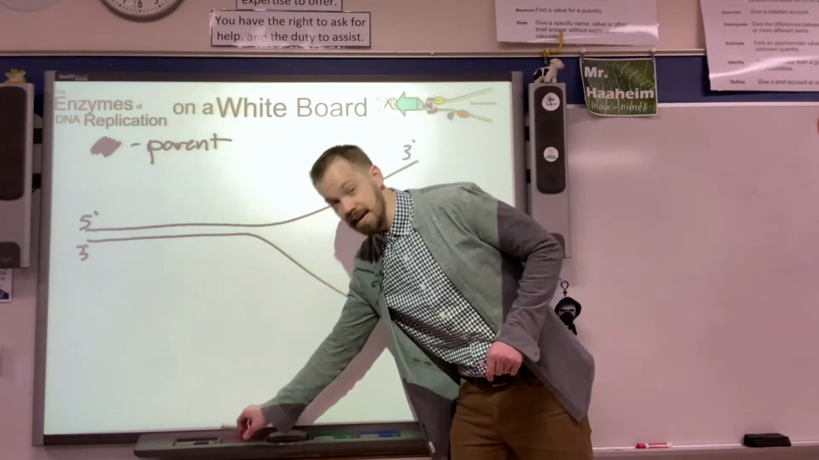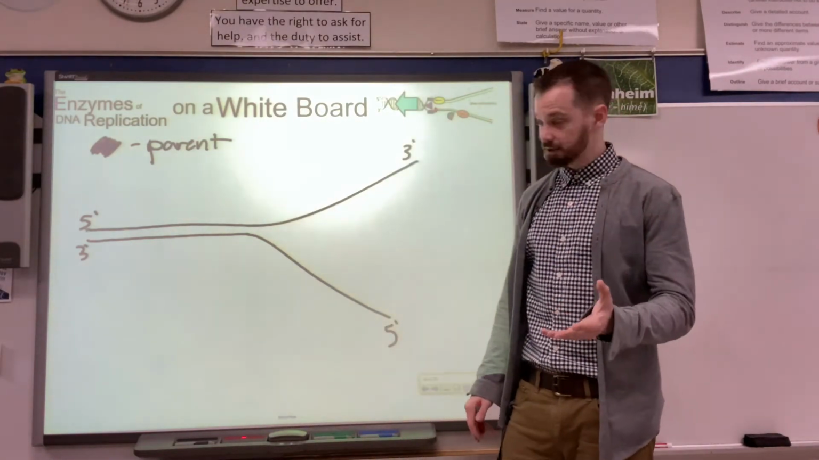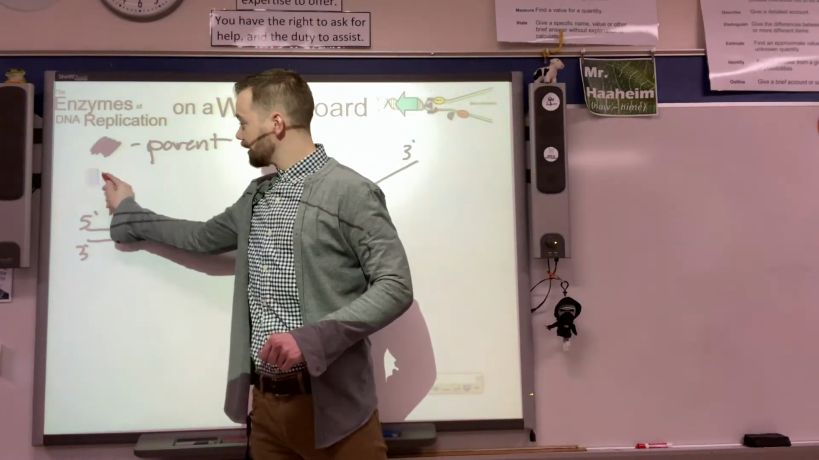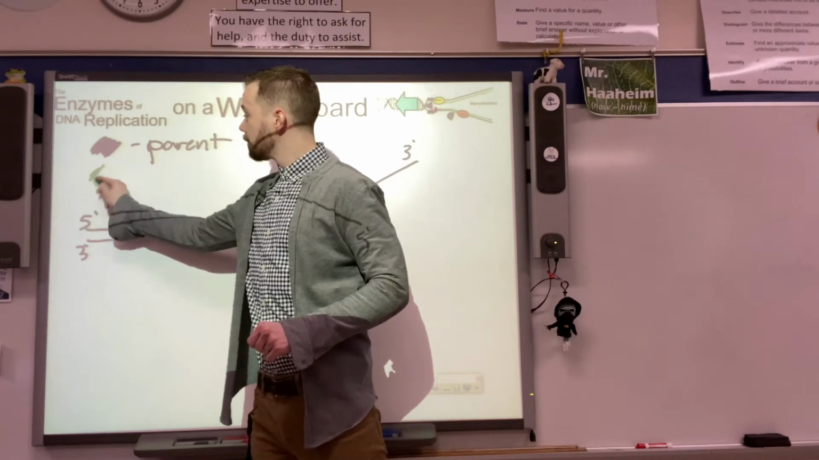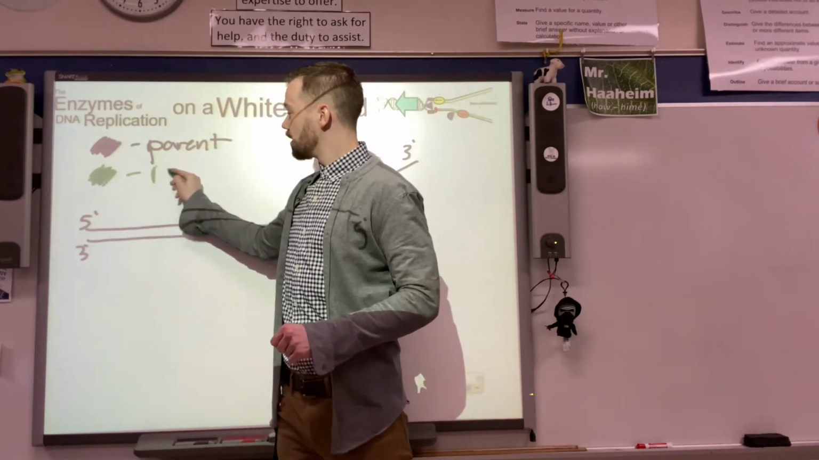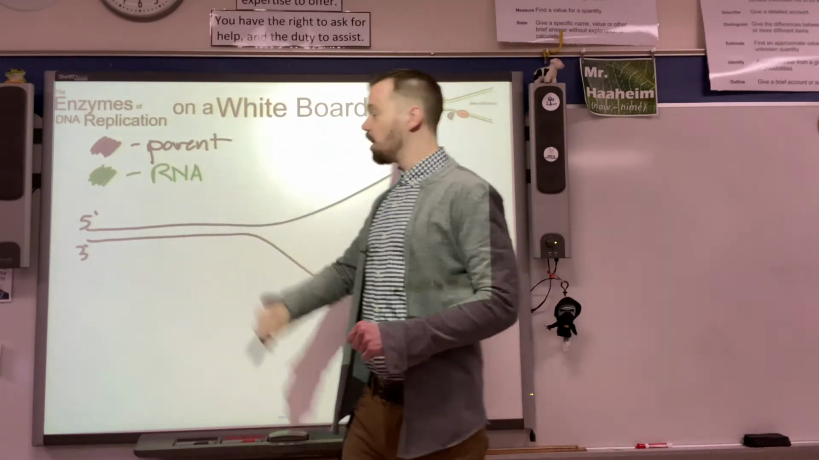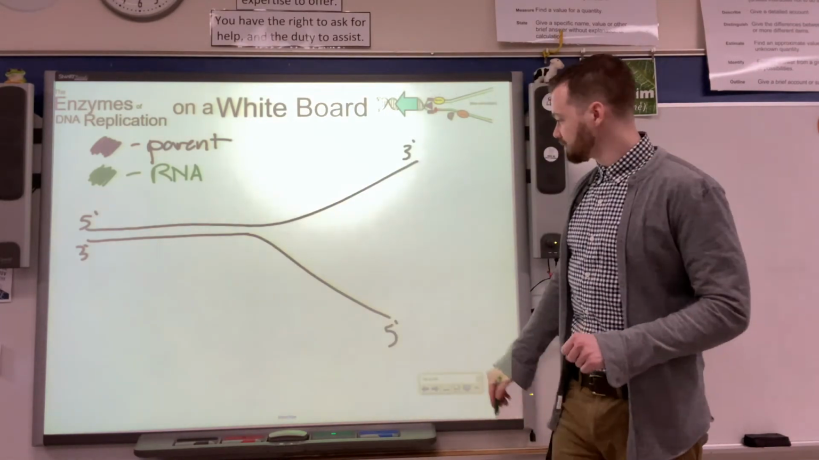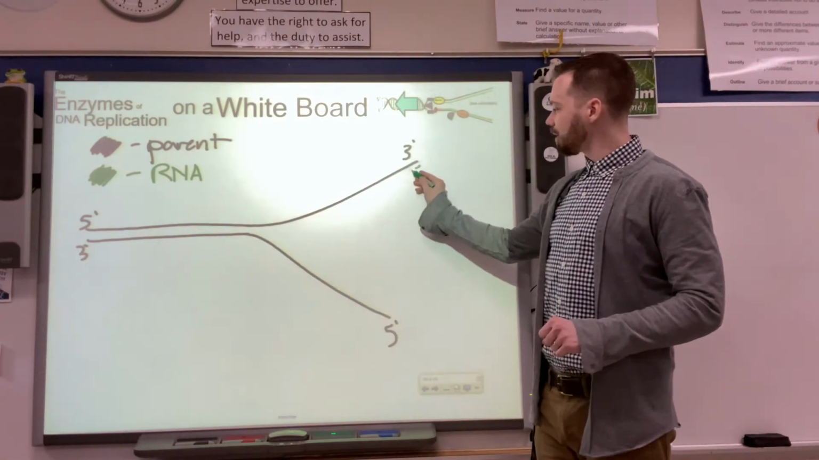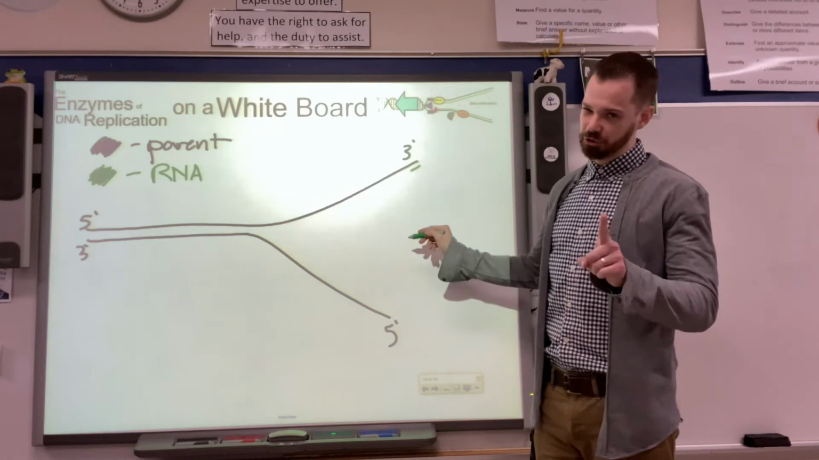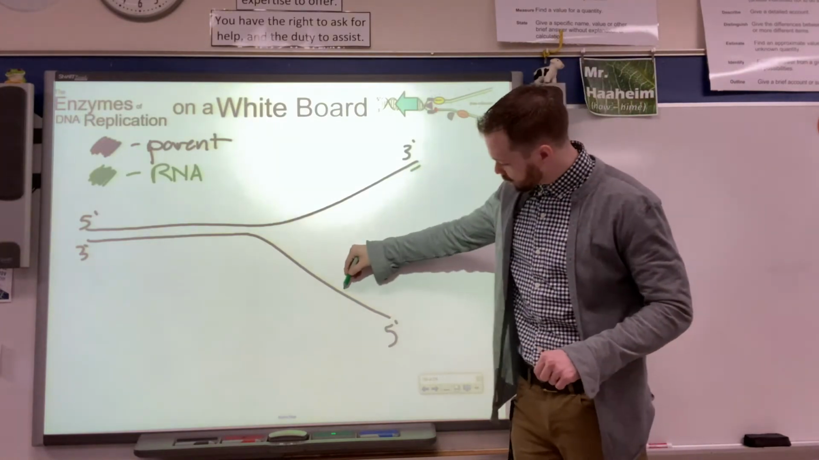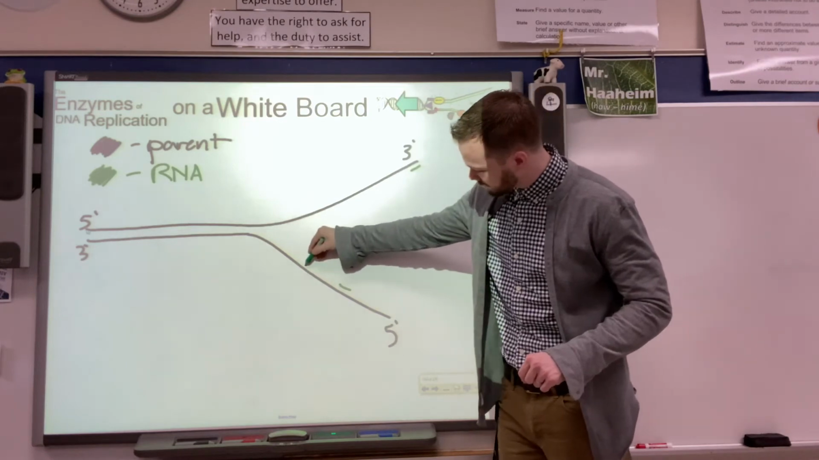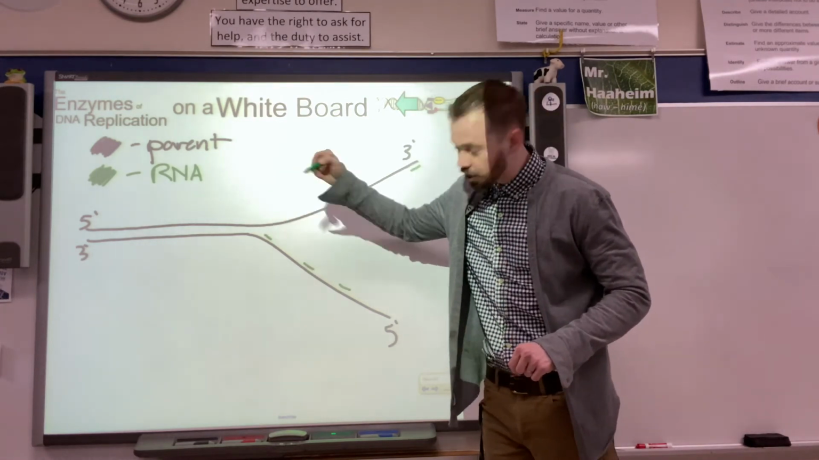Now, all of this DNA actually needs a starting point. And so we're going to use a little bit of green to indicate RNA. RNA is going to be our starting point. So there's going to be a little bit of RNA attached to the DNA for a moment. Over here, we only need one piece. But over here, we're going to need multiple pieces, so I'm just going to go ahead and draw in 3 of them.